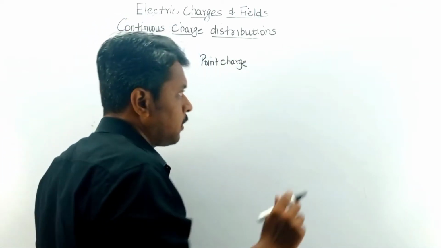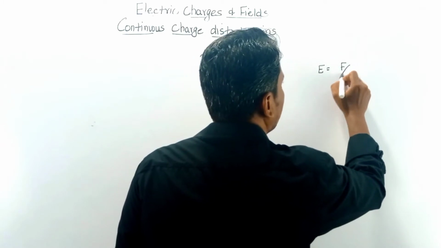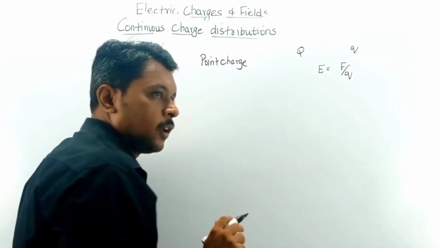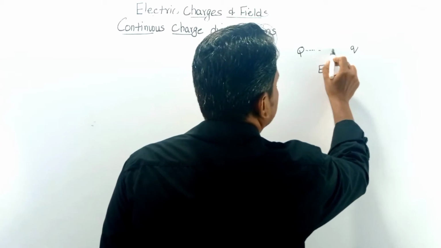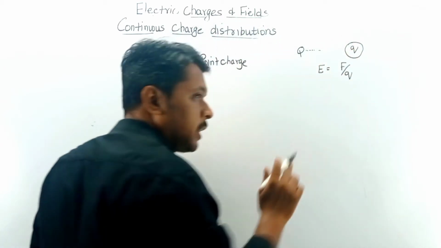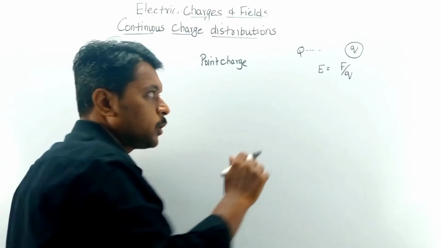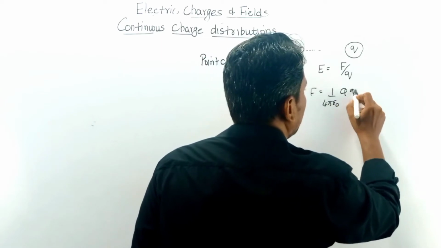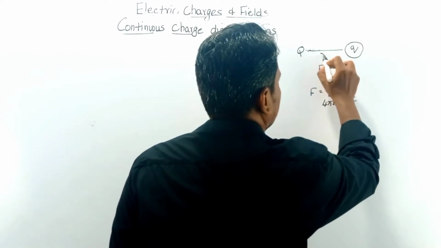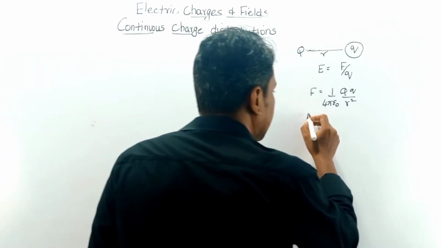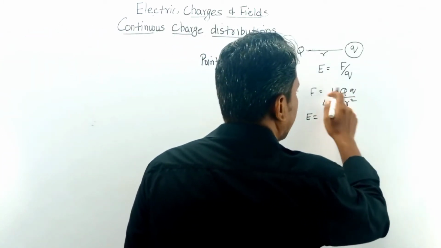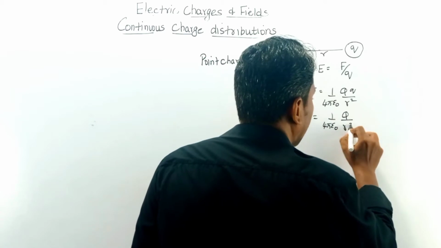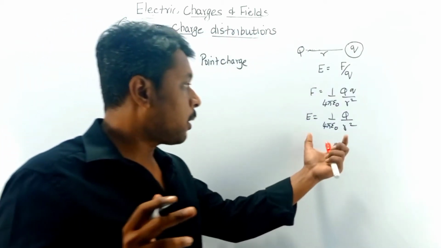From Coulomb's law we know that the electric field is given by F by Q. If we have a charge arrangement like this, the electric field due to this charge and experienced by the other charge is given by E is equal to F by Q. From Coulomb's law, the force is 1 by 4 pi epsilon naught Q by R square, so when you divide this force by Q, we get the value of electric field as 1 by 4 pi epsilon naught Q by R square. This is the electric field for a point charge.